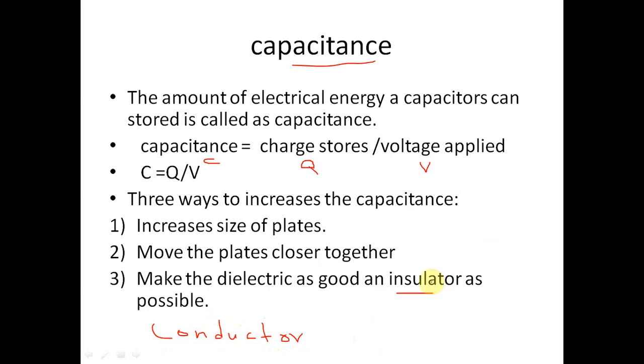Next one is the insulator. Insulator does not allow the current to flow. And next one is the semiconductor. Semiconductor lies in the property in between conductor and insulator.